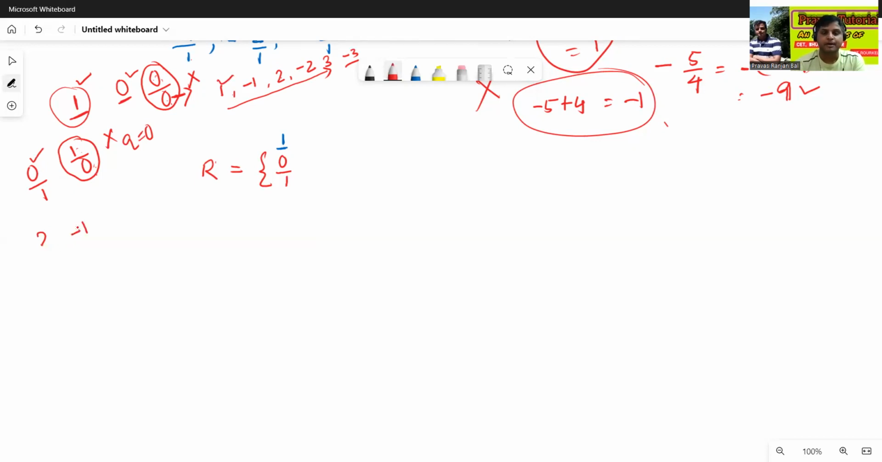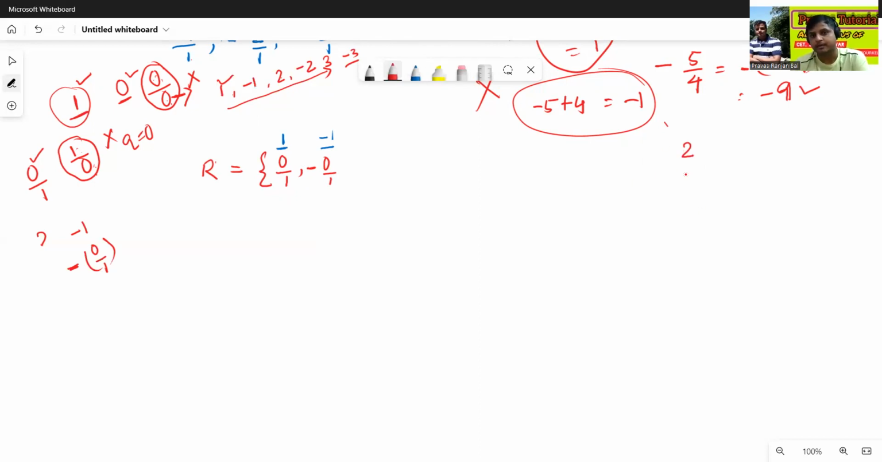For minus 1, similarly, we'll write minus 0 by 1. Here we can write minus, comma, 0 by 1. This value is minus 1. Now we'll start for the value 2. How to get 2?